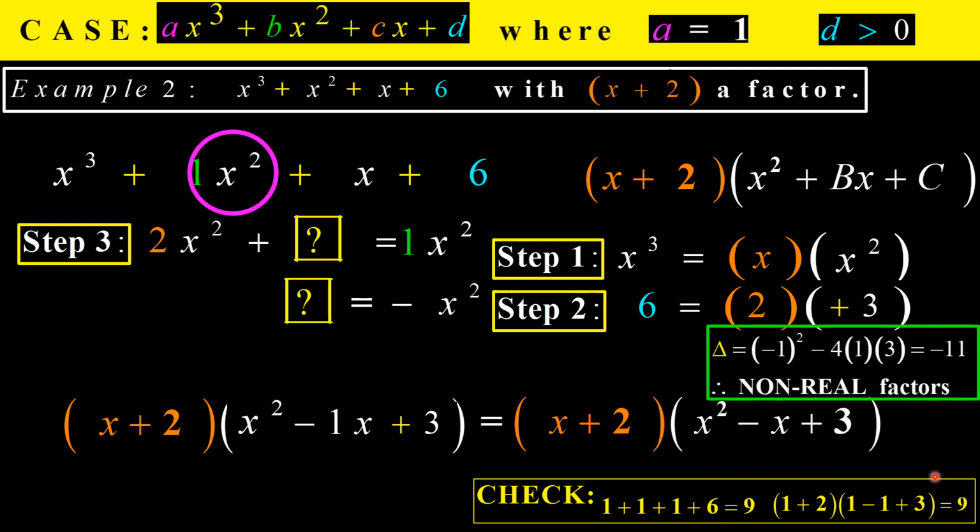Let's just work out my discriminant again. You can see my b value here is negative 1. My a value is a 1 and my c value is a 3. And if I simplify that, I get negative 11, and negative 11 gives me no real roots. So this quadratic here has non-real roots. Therefore, x plus 2 is the only rational root that I have here, right?